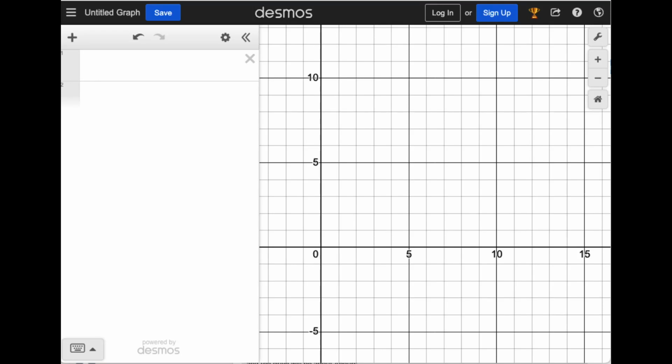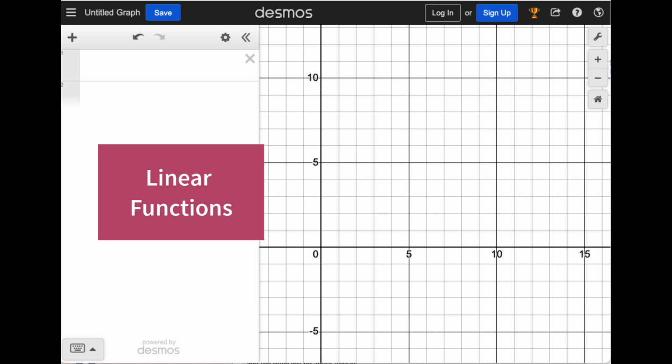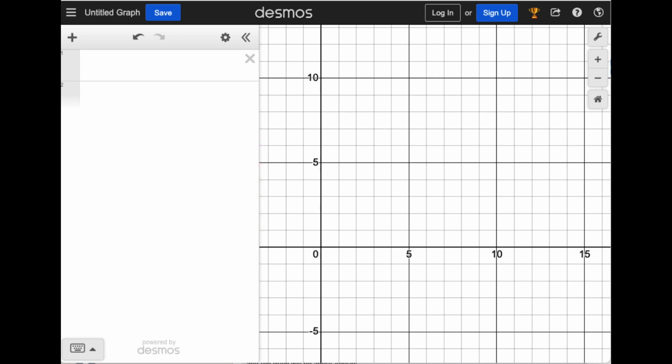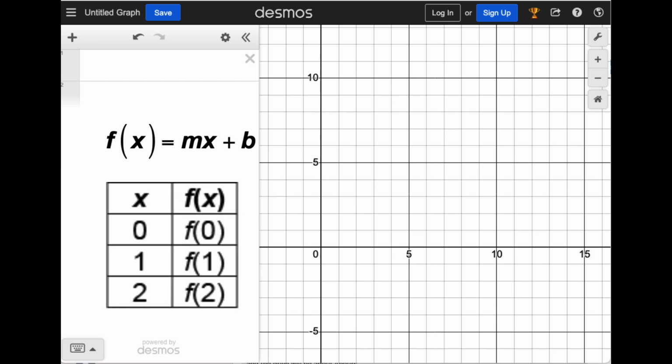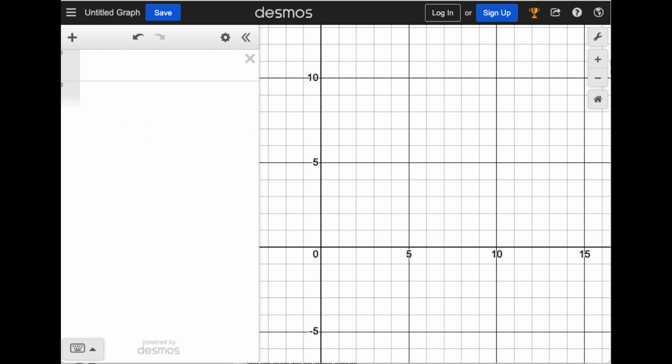In this video, we'll look at graphs and tables of linear functions in order to explore what makes a linear function linear. We'll be using the Desmos graphing calculator. A linear function in slope-intercept form can be written as an equation, or it can also be shown in a table. Let's use the Desmos graphing calculator to do this.